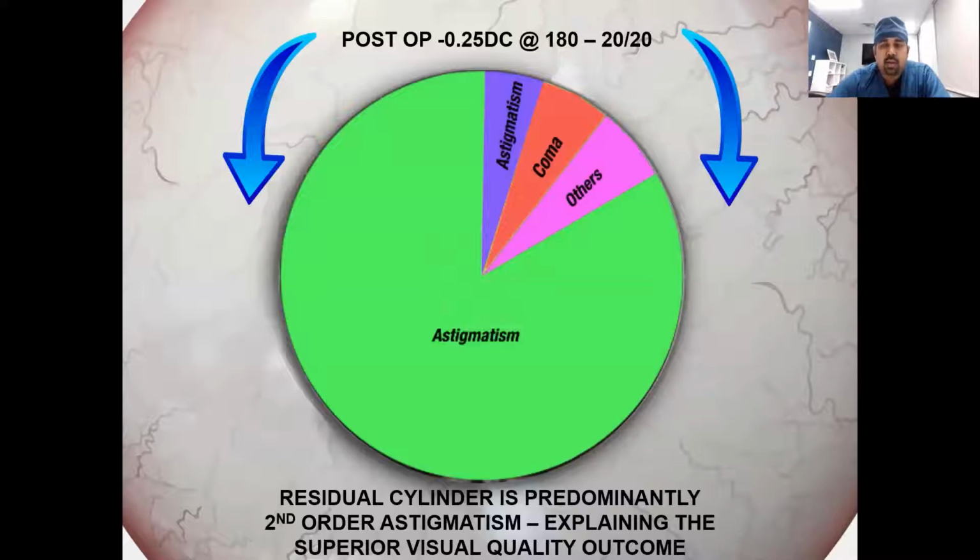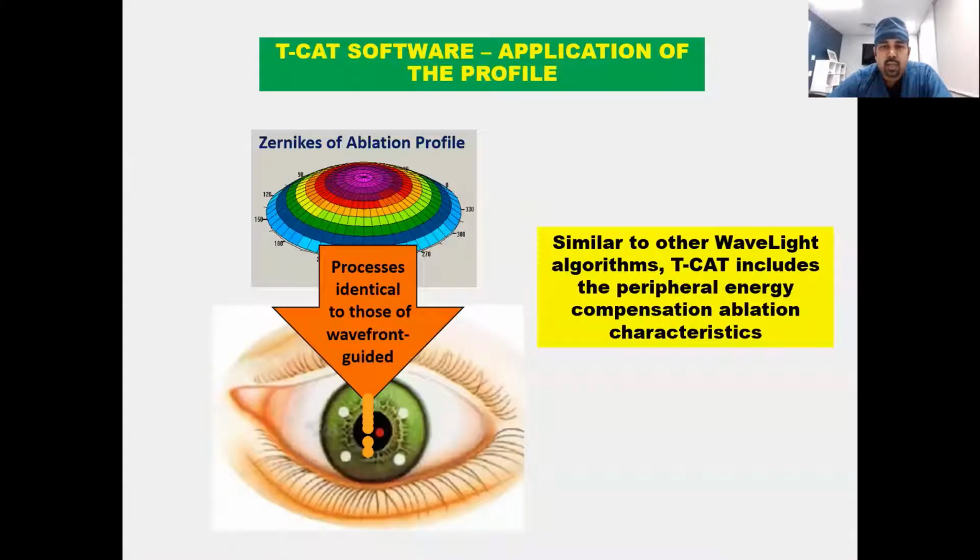Then the outcome is more or less perfect because your corneal aberrations are also treated in wavefront topo-guided treatments. The residual cylinder, though it is just 0.25, is predominantly astigmatism, and your coma and other aberrations are taken care of. Based on this concept, the wavefront topo-guided and wavefront-guided treatments work, wherein they neutralize the aberrations of the cornea in addition to the sphere and the cylinder.